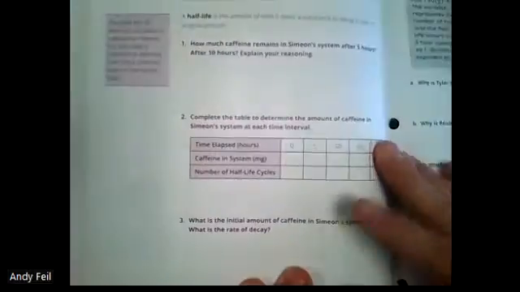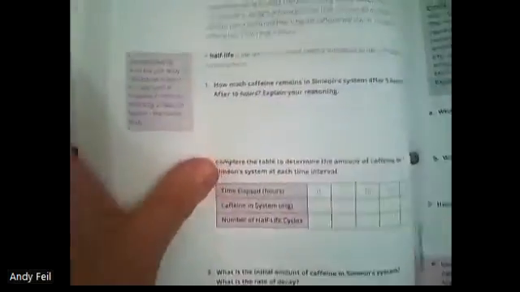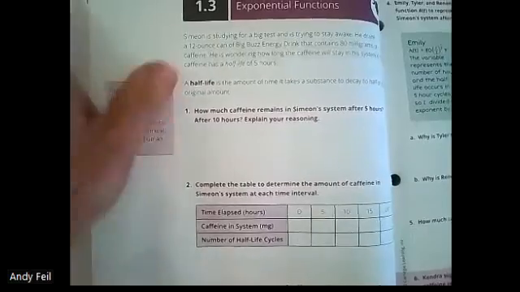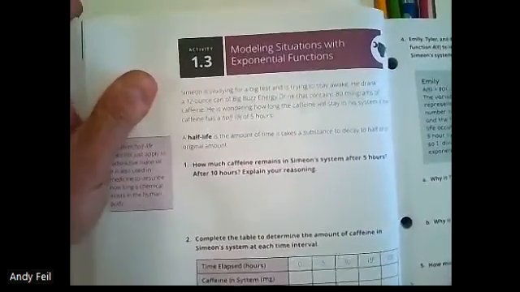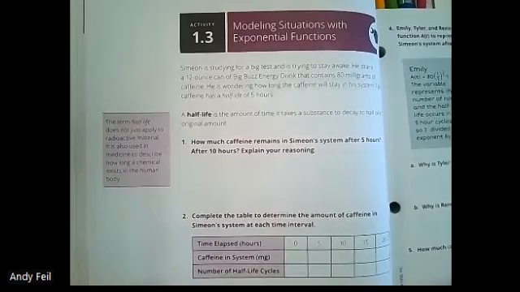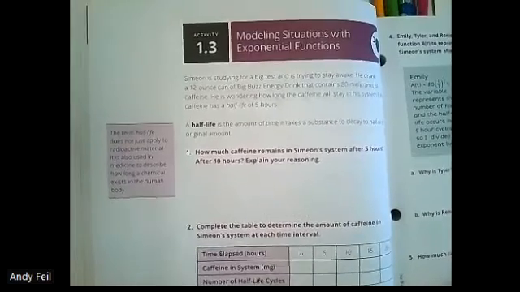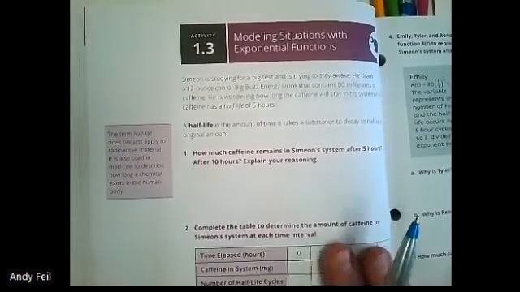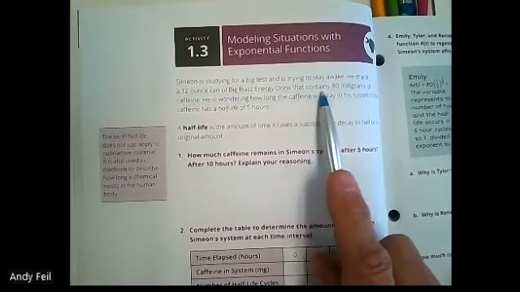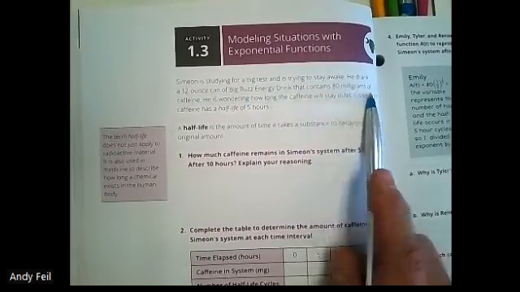Turn to page 100. M3 100. Okay, here we go. If things can grow, can they also decay? They can. Here we go. Simeon is studying for a big test and is trying to stay awake. He drank a 12-ounce can of Big Buzz energy drink that contains 80 milligrams of caffeine.